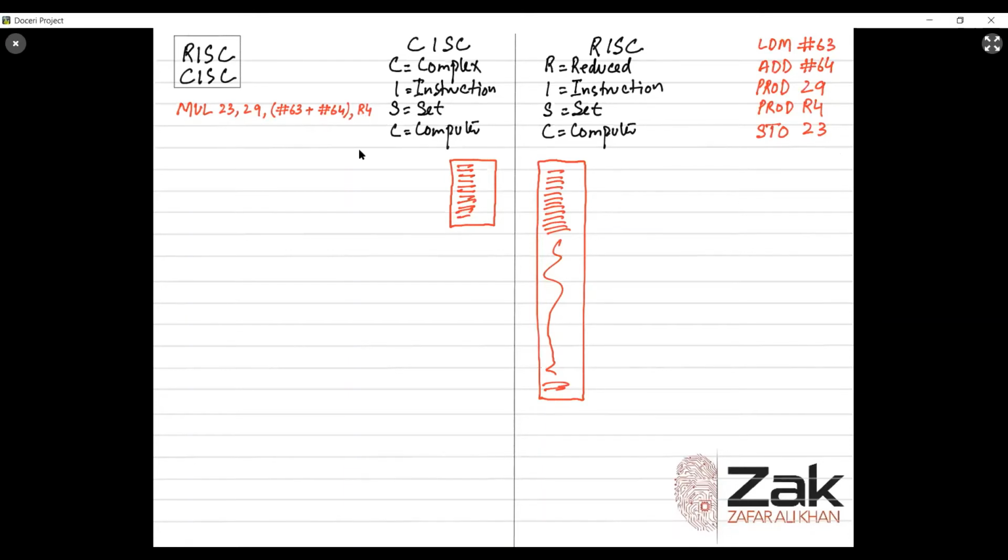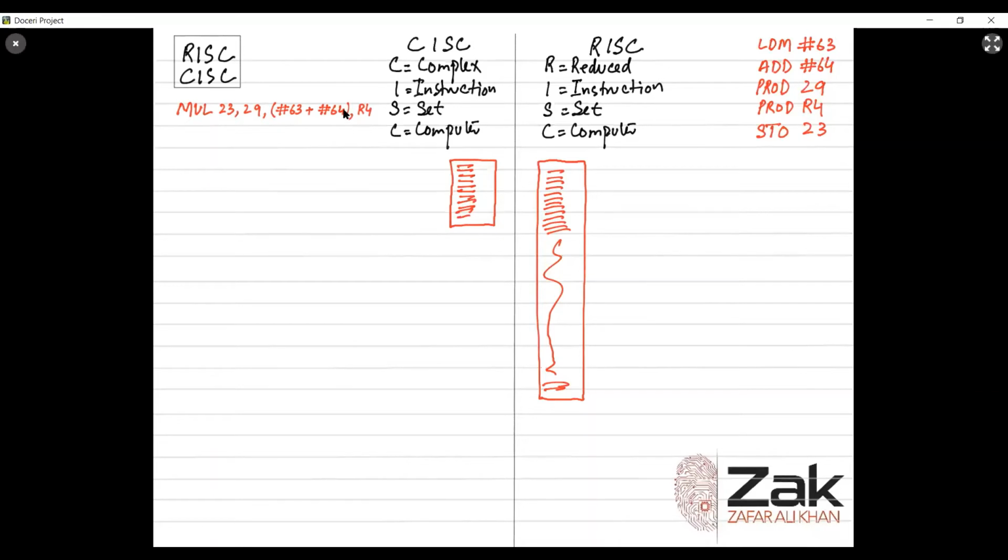if you look at CISC, there is just one single instruction. That instruction says to multiply whatever is in 29 with 63 plus 64. And sorry, 23 is the storage. The first thing in complex instruction code is the address of the location where you have to put the data back. Sorry. So now you can see this instruction.